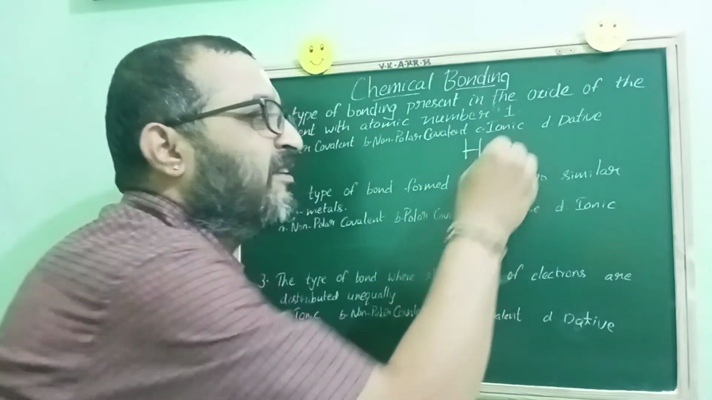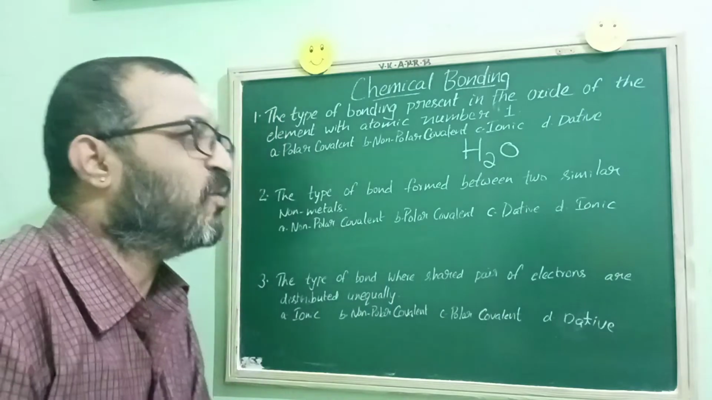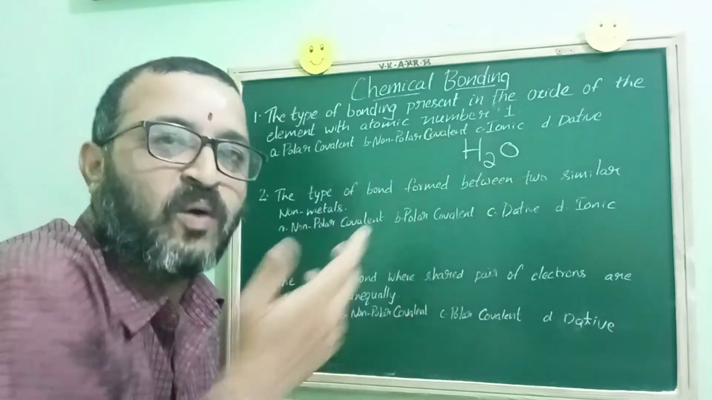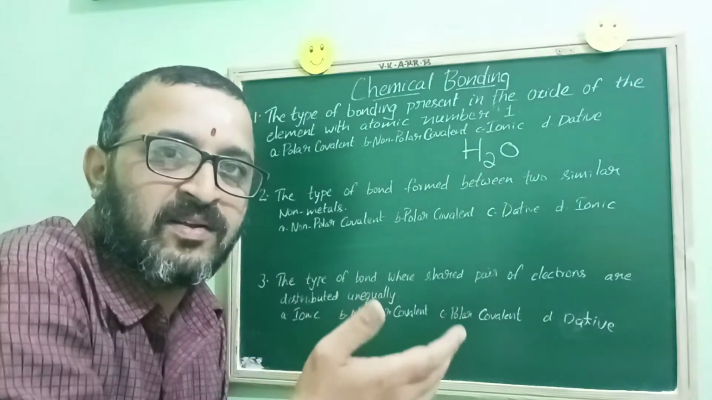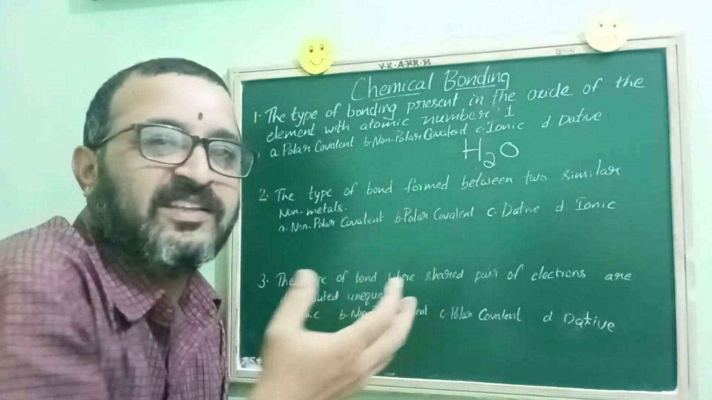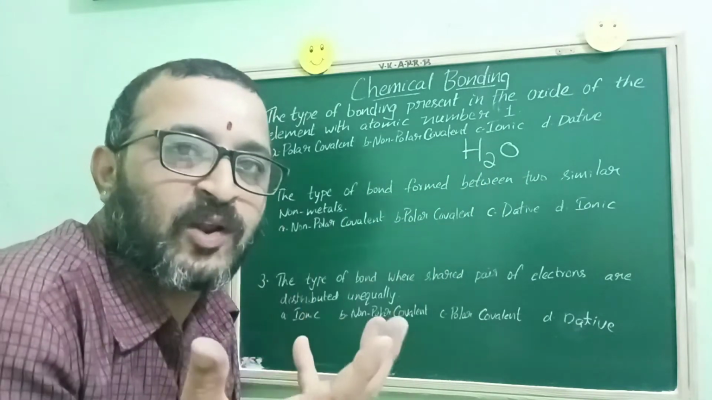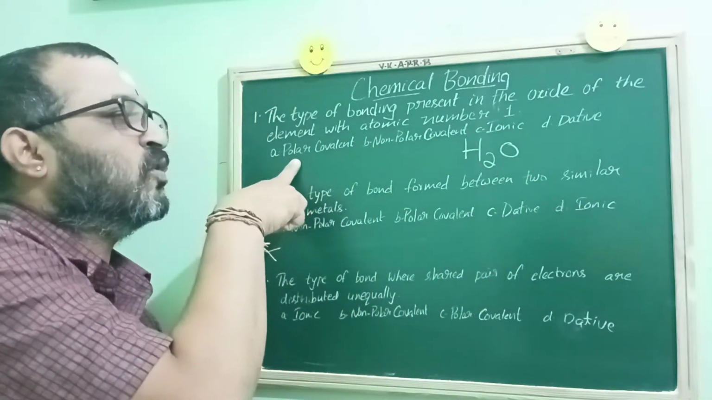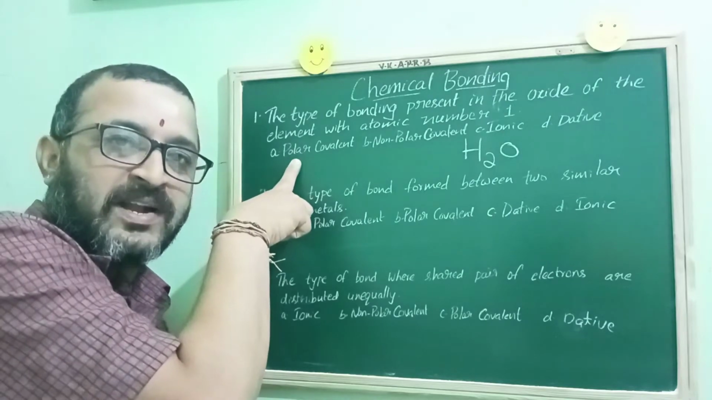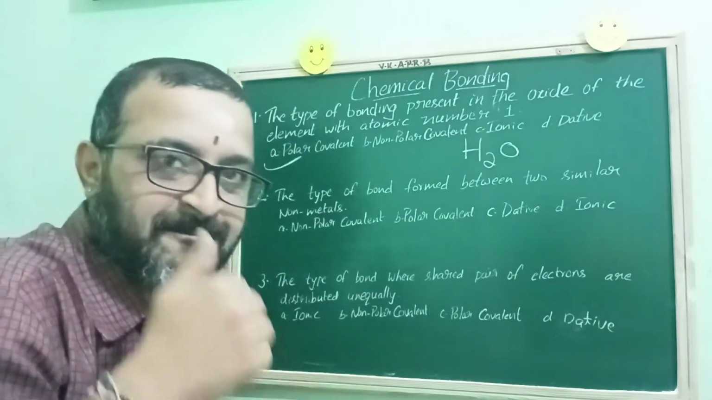Oxide of hydrogen is, I hope it is right children, water. Now we all know that water is a what solvent? Polar solvent. So what type of bond is present in this one? The type of bond present in this one is polar covalent. Do we have this option? Yes, we have it here. So it is polar covalent. Right children? Is it clear?